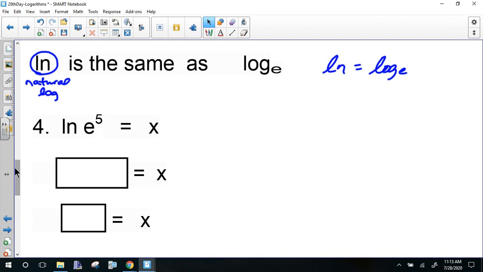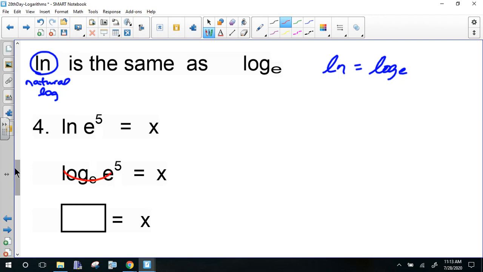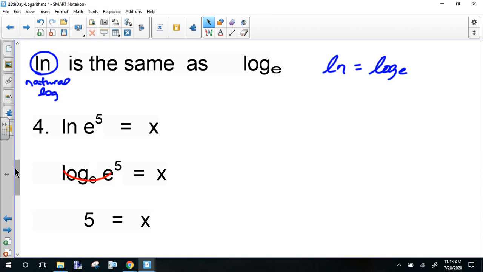So if I have the natural log of e raised to the 5th power equals x, what is my answer? Well, if I convert it, natural log of e is the same as log base e. So these sort of cancel each other out now. And I have 5 left as my x value.